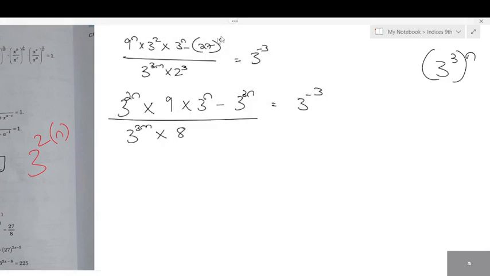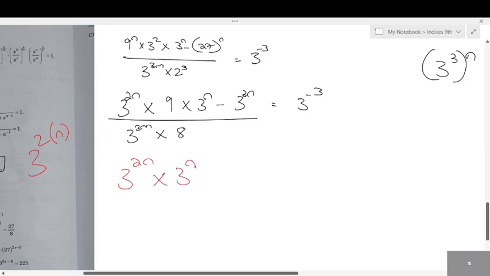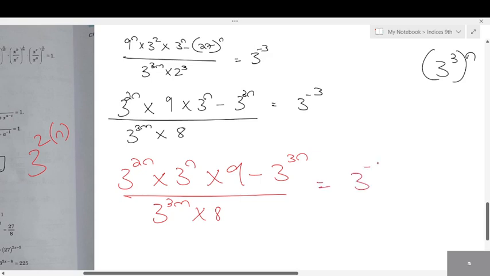Now just separate all the variables, students. What are the bases which have variable powers? 3 to the power of 2n, right? 3 to the power of n together into 9 minus 3 to the power of 3n divided by 3 to the power of 3m into 8 is equal to 3 to the power of minus 3.